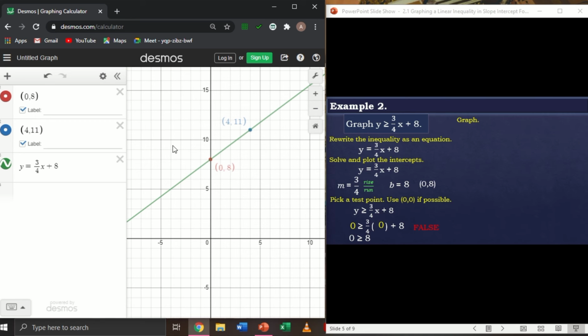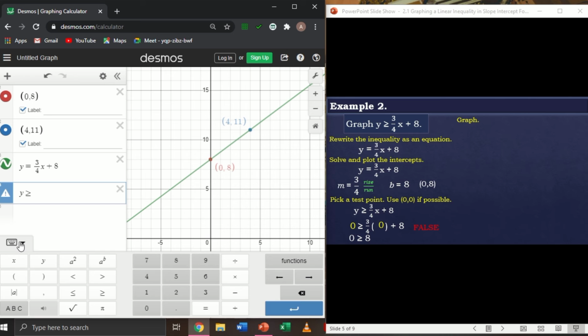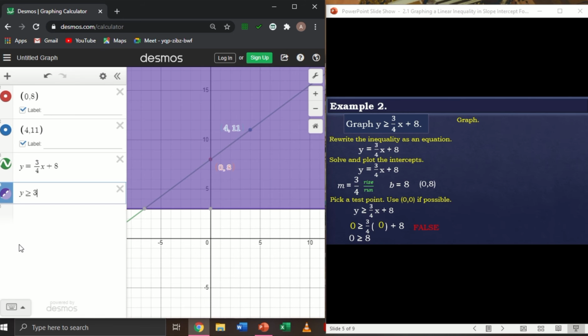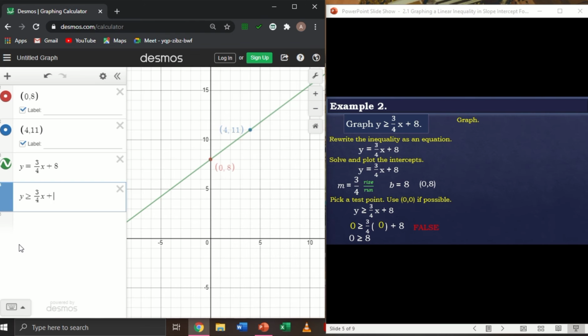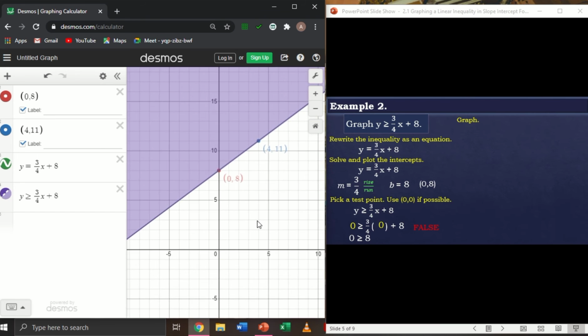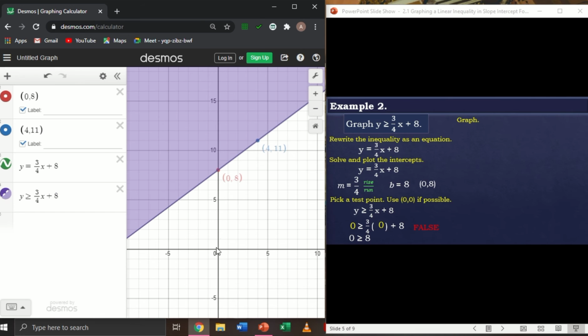Okay, dapat nandito yung shaded. So, i-graph natin siya. Y is greater than or equal to 3/4 x plus 8. Ayun po. Okay, so as you can see, yung graph natin, nandoon siya sa taas, hindi kasama yung shaded yung test point, kasi nag-false siya dito.